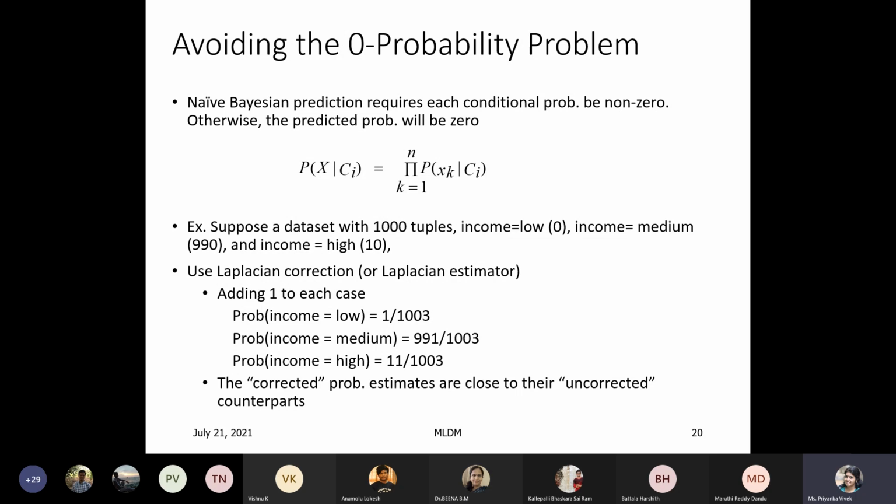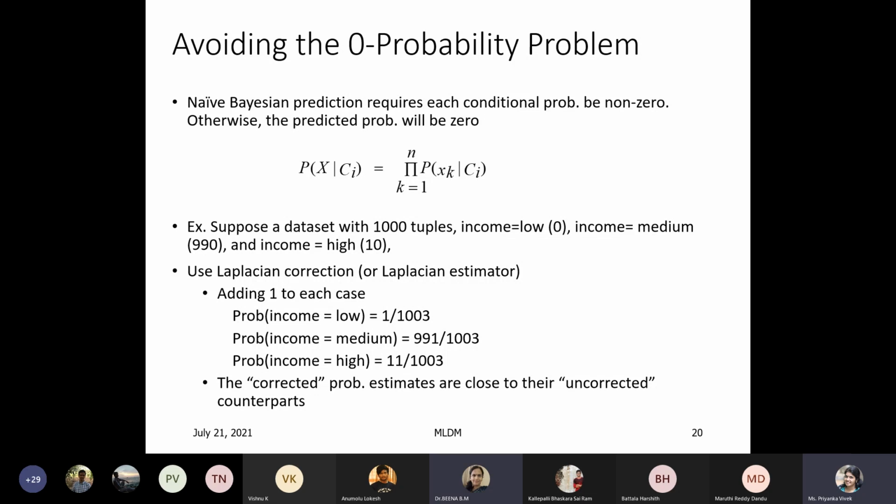So now it is like adding an extra instance. The count is increased by 1 for each category. So our numerator changes by 1 and our denominator changes by the number of values this attribute takes. Here we have 3 values, so it is 1003.